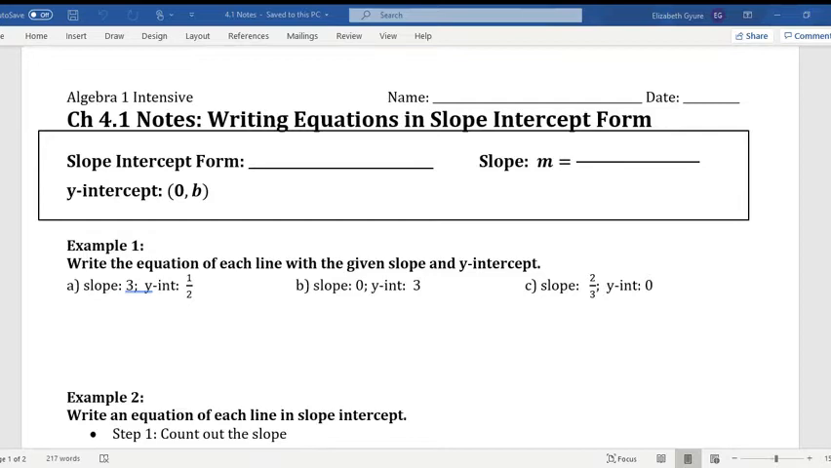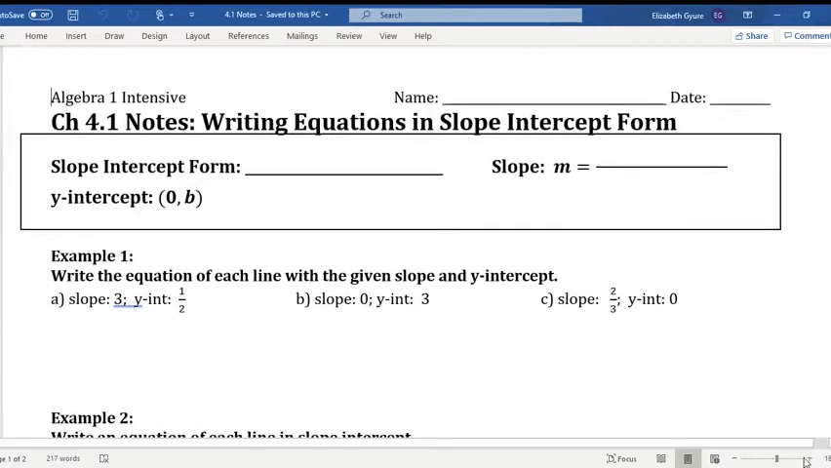There we go. All right, so chapter 4.1, we are going to be writing equations in slope-intercept form. Now, Alex pointed out slope-intercept form sounds familiar, right? We dealt with slope-intercept form last quarter. That was with graphing, though, right? You'd graph your y-intercept and then count out your slope. This time we're not graphing them though, we're actually trying to write the equation itself, okay?